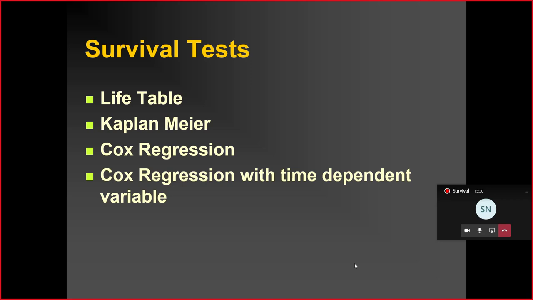So, survival analysis ni ada banyak jenis. Life table, Kaplan-Meier, Cox regression. Okay. Kita akan buat Kaplan-Meier, Cox regression. Life table, you all dah buat dengan family health. That population dynamic. So, I'm not going to cover that. Okay.